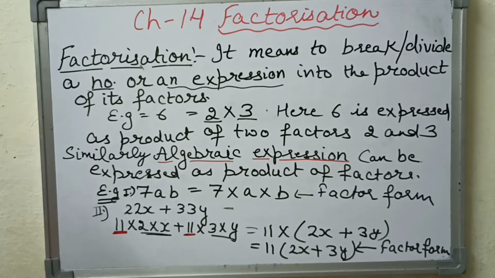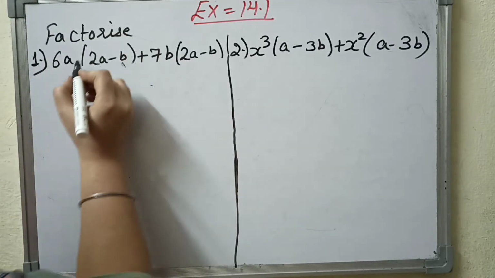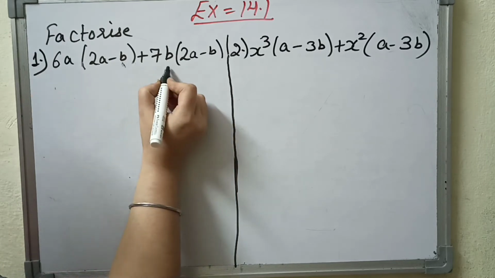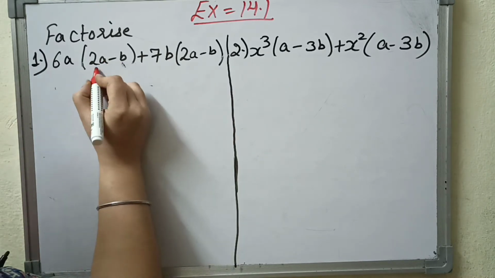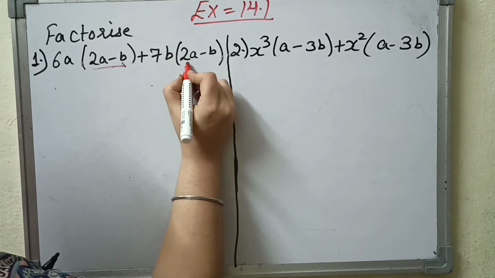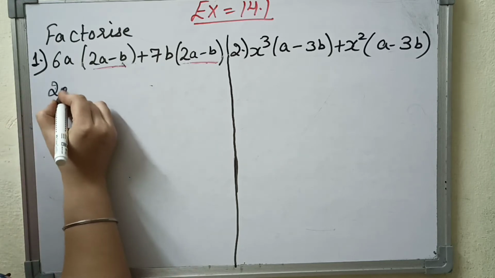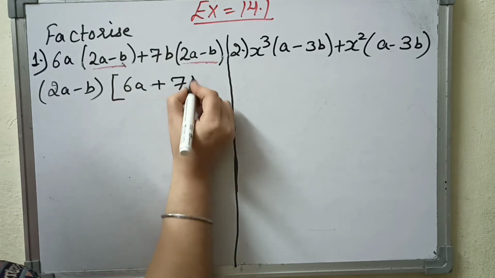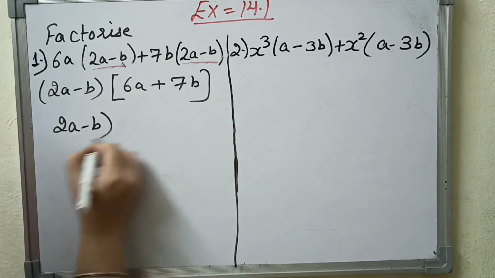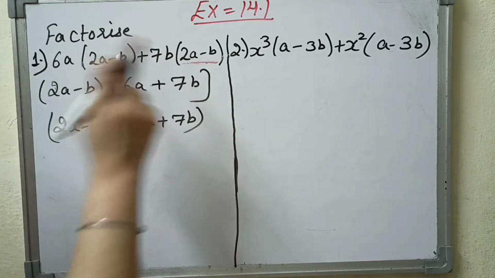Now let us learn how to calculate the factorization by using different methods. Start exercise 14.1. Factorize. The first sum is 6a into 2a minus b plus 7b into 2a minus b. Here there are two terms. In both terms 2a minus b is the same. So we take 2a minus b common and write 2a minus b, and inside the bracket the terms which are left, 6a plus 7b. So the answer is 2a minus b into 6a plus 7b, which is the factor form of the given algebraic expression.